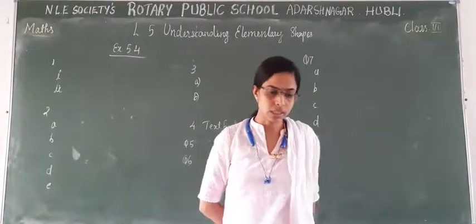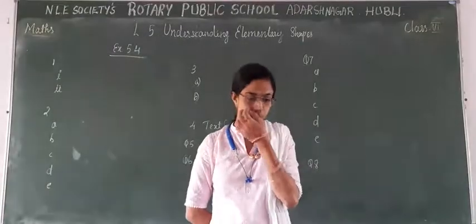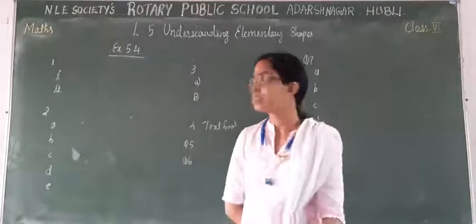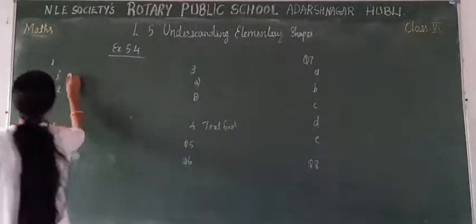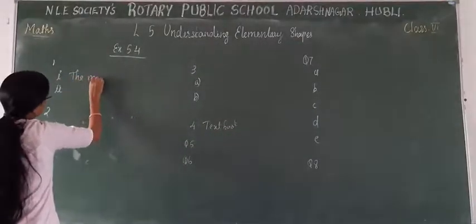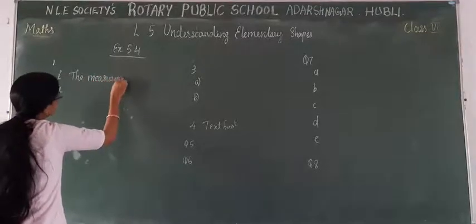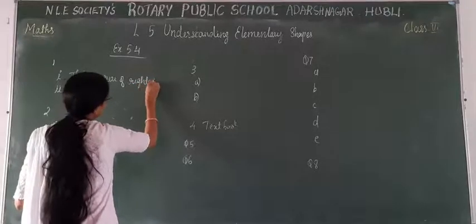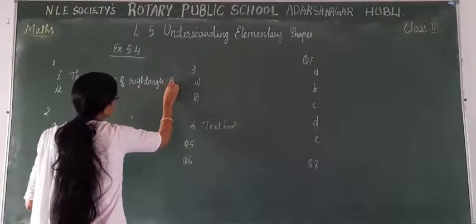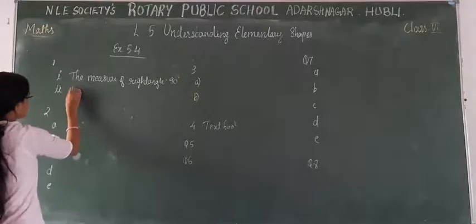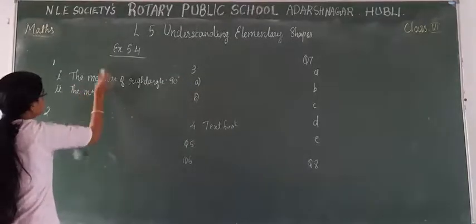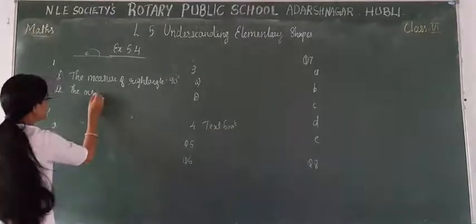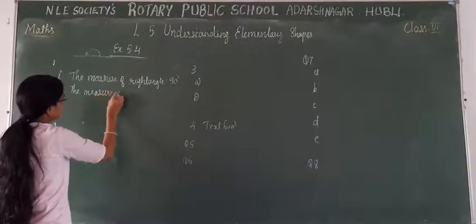Good morning children. Sorry, again we will move to exercise 5.4. What is the measure of a right angle and a straight angle? The measure of a right angle is how much? 90 degrees. That you know. The measure of a straight angle. A straight angle is this line, or else we call it a linear angle. The measure of a straight angle is 180 degrees.